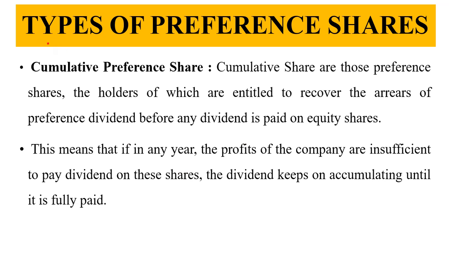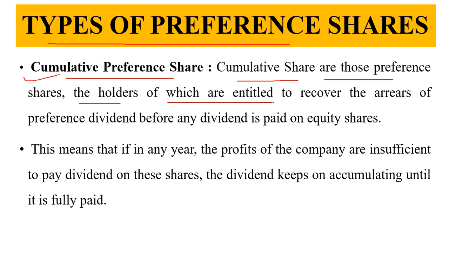Next we'll see the types of preference shares. Now the first type is cumulative preference shares. Cumulative preference shareholders are entitled to recover the arrears of preference dividend before any dividend is paid on equity shares.